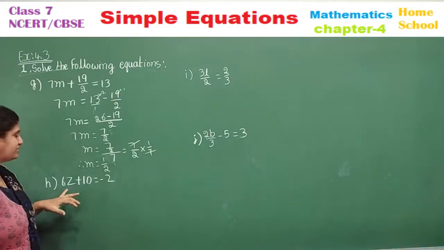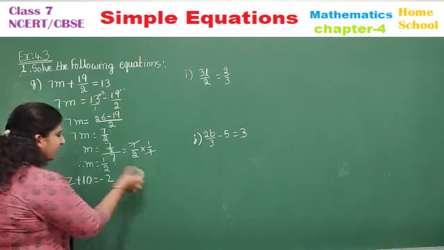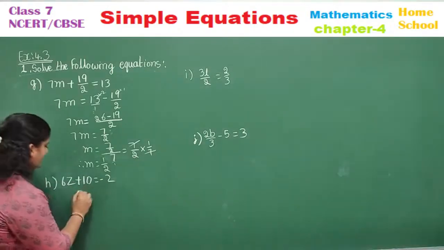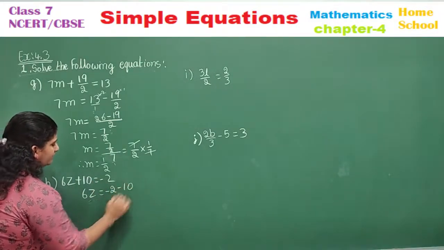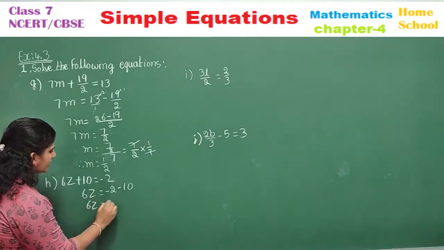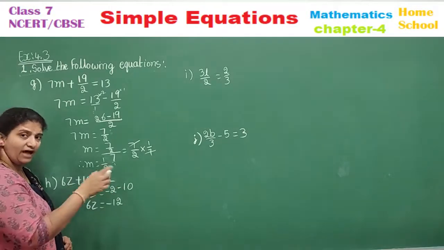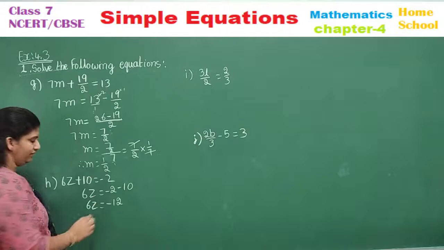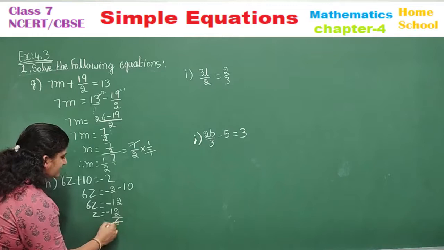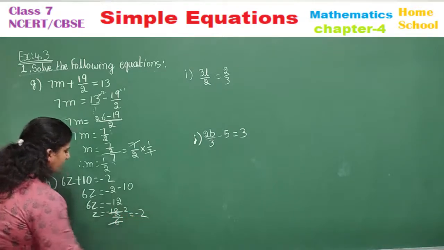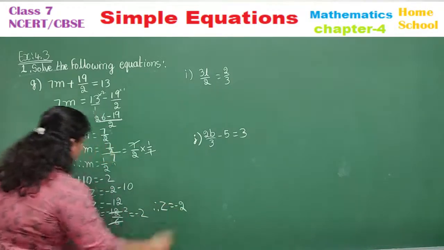Next sub question. 6z plus 10 is equal to minus 2. Plus 10, transpose other side, minus 10. 6z is equal to minus 2 minus 10. 6z is equal to minus 12. What is minus 2 minus 10? Same sign, add and then take the sign. 6 is a multiple, send other side. Minus 12 by 6, cancel. That will be minus 2. 6 2s are 12. Therefore, z is equal to minus 2 is your answer.